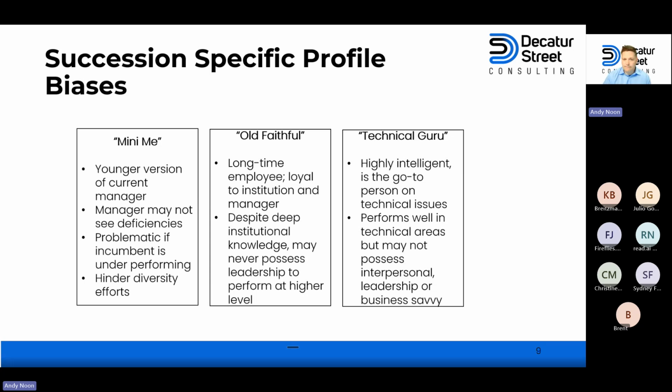And it really underpins an issue where you start getting a lot of people that look the same being identified as potential successors. There's also the Old Faithful profile. This is the longtime employee, the person who's loyal to the institution and has deep knowledge and capability in the institution. They don't necessarily have the leadership skills, but are rated highly in potential because we're going to support them and give them extra opportunities, almost to reward them for their loyalty.